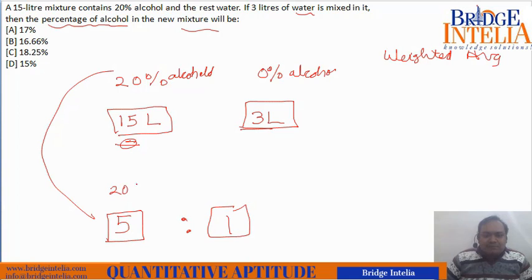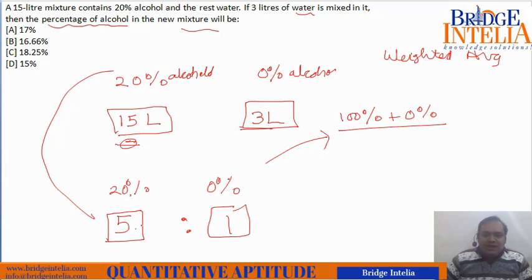So this was 20% concentrated. This is 0% concentrated. So what is the resultant? Take the weighted average. 20 into 5, so 100, plus 0 into 1, so 0, divided by 5 plus 1. So 100% divided by 6 comes out to be equal to 16.66%.